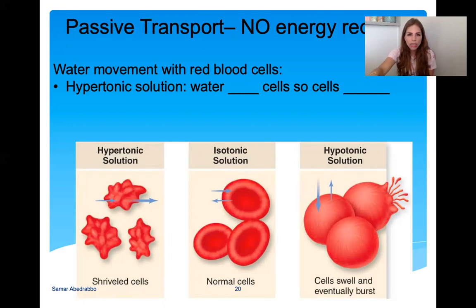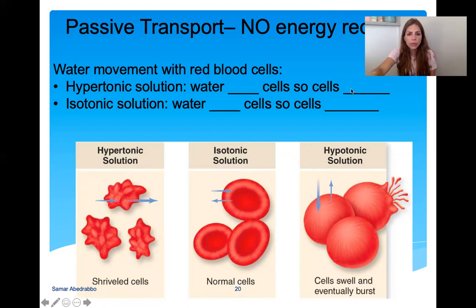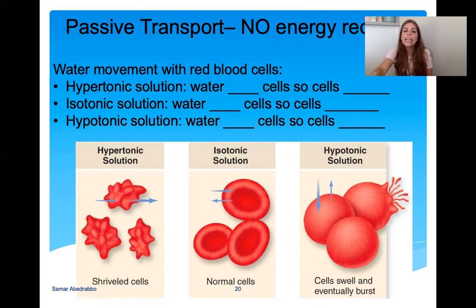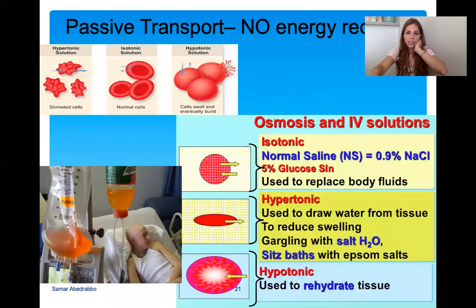So in a hypertonic solution, water leaves the cells, so the cells shrivel. In an isotonic solution, water goes in and out of cells at the same rate, so cells stay healthy. In a hypotonic solution, water enters the cells, so the cells swell and will eventually burst from all the water. So again, this is why it is very important to be careful with the type of IV solution you use.